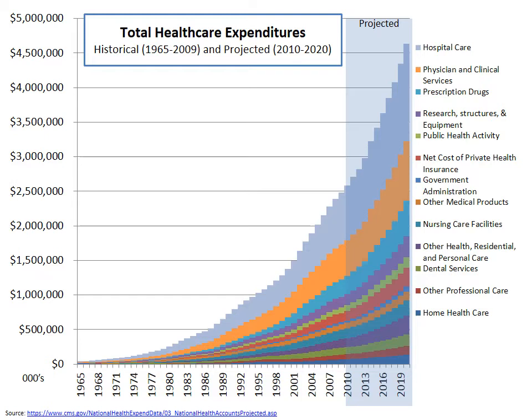followed by prescription drugs, so medication use, then research structures and equipment. So this is the area of, for example, not only clinical research, but also medical devices. Public health activity, of course, near and dear to my heart, is the one colored in green there. And you can see all the other ones that follow: net cost of private insurance, government administration, other medical products, and then nursing care, other health and residential personal care, so things like over-the-counter medication and supplements that would fall under this service or care, dental services, other professional care, and you can see at the very bottom is home health care.